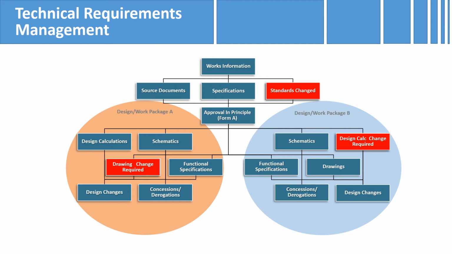We also need to consider how we manage design output requirements back to the design input requirements. For example, if a concession is approved in package B, we may need to consider requesting a change in the design input, for example, via an approval in principle.